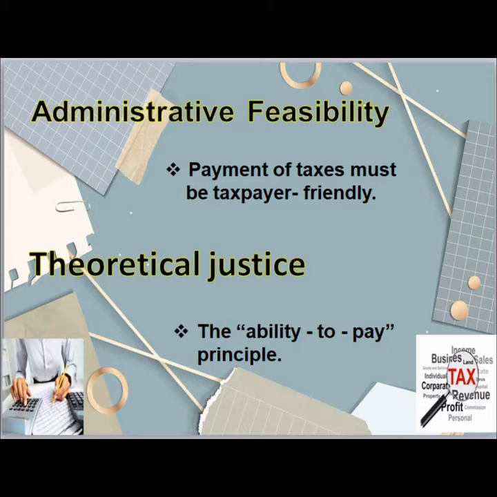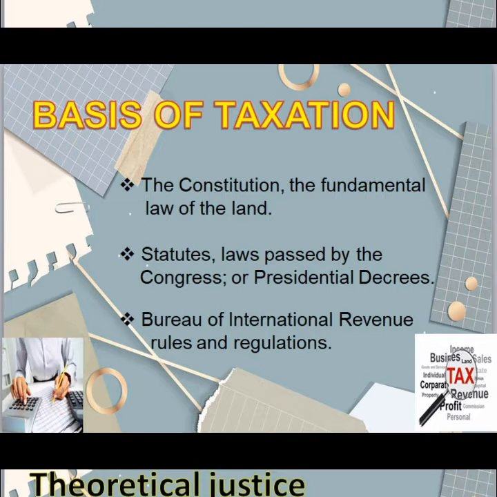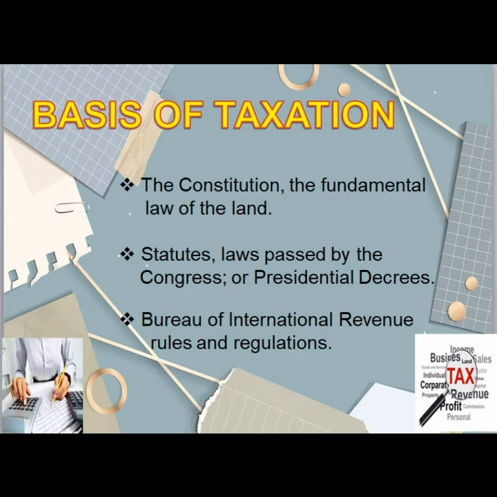And the third is theoretical justice, the ability to pay principle. A sound tax system must be based on the taxpayer's ability to pay the tax. That covers the canons of taxation. So let's proceed to the basis of taxation.